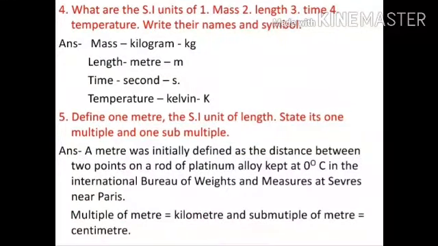Question number 4, what are the SI units of mass, length, time and temperature? Write their names and symbols. So the answer, first is mass. The SI unit is kilogram. In short, we can write it as small kg. Next is length. The SI unit is meter. We have to write the symbol in small letter m.